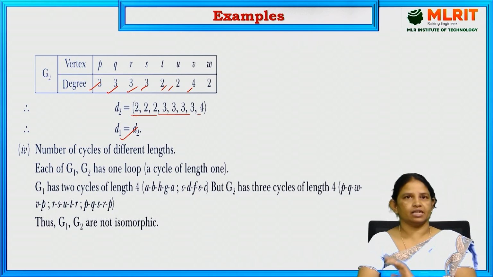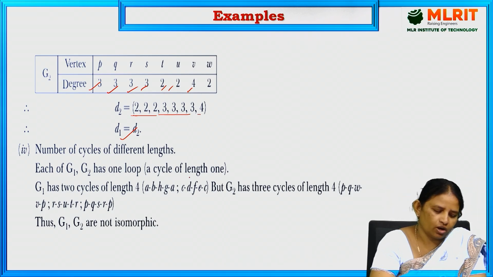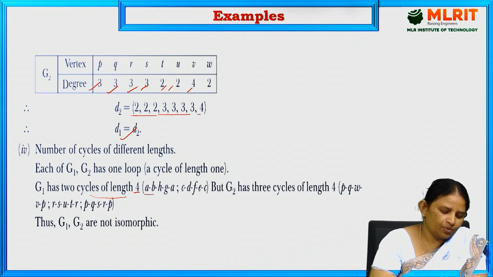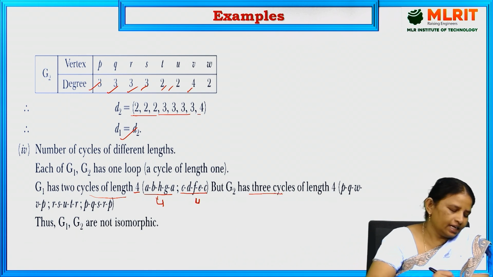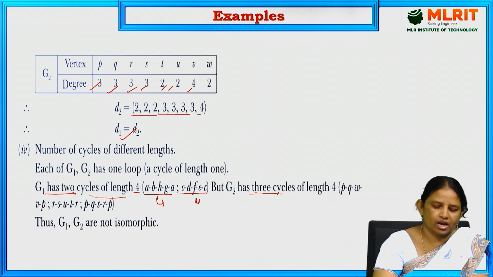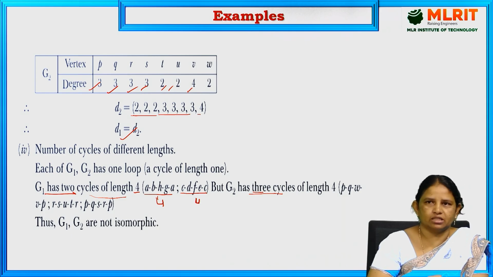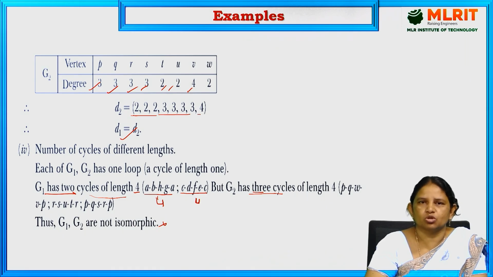Then the number of cycles. G1 and G2 have one loop of cycle length 1. G1 has 2 cycles of length 4. A, B, H, G, A is one cycle. What is the length? A to B, B to H, H to G, G to A. That is 4. Another cycle is C to D, D to F, F to E, E to C. That is 4. But G2 has 3 cycles of length 4. G1 has 2 cycles, G2 has 3 cycles, and they are not matching. If the fourth condition is not satisfied, we can't proceed further. Then we can say that G1 and G2 are not isomorphic graphs.